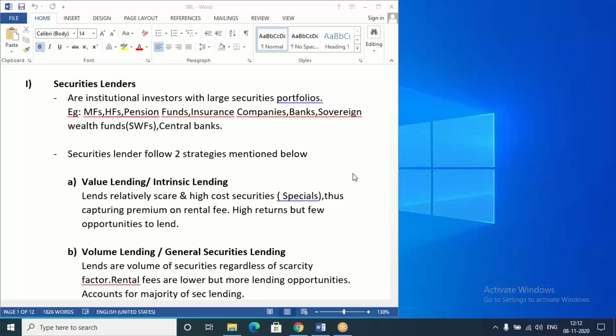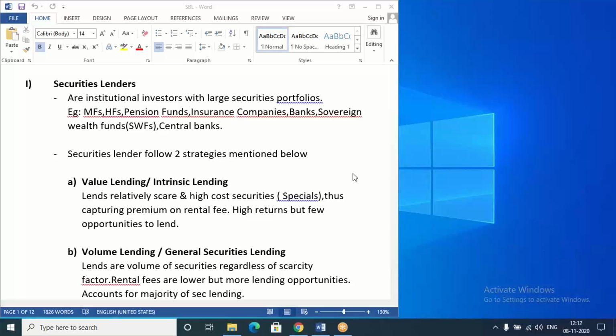Then you have volume lending, or general securities lending. As the word says, you're loaning out general securities. Volume lending means that regardless of the scarcity, you loan out large volumes of securities. In this case, the rental fee might be lower, but there are more opportunities to lend. This is one of the predominant strategies followed in stock borrow lending.